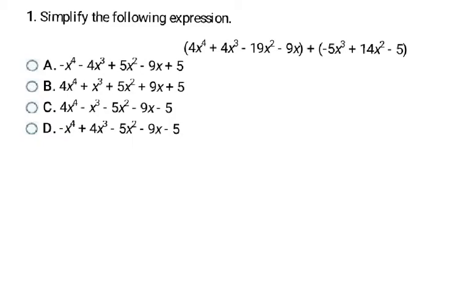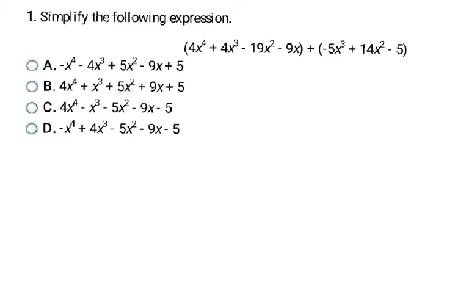When we are adding and subtracting expressions, we're going to be combining like terms. And remember, a like term is something that has the exact same variable with the exact same exponent. So for example here, this has an x cubed and this has an x cubed. So those would be like terms.